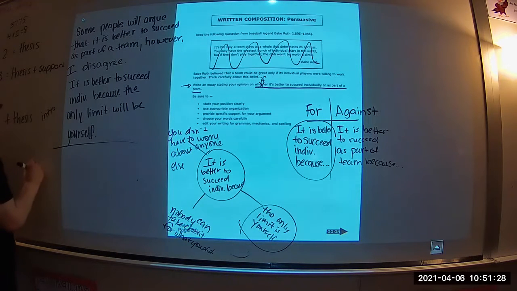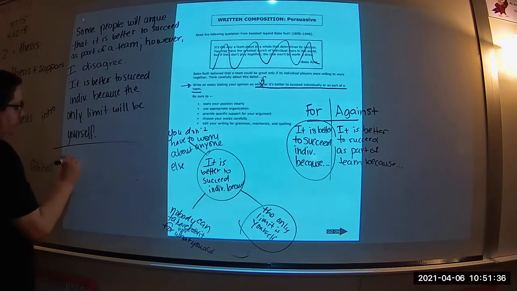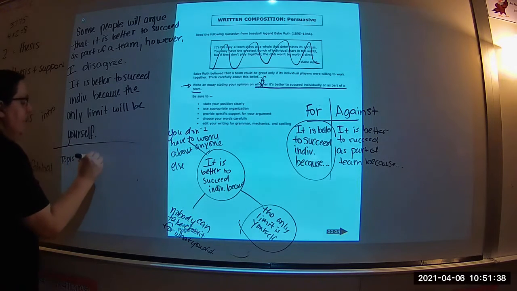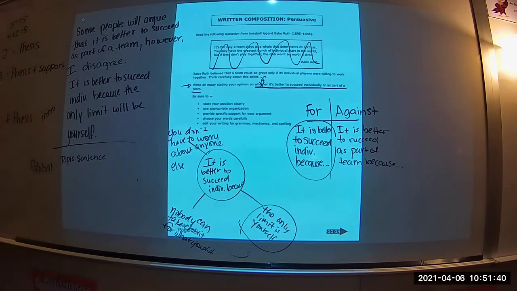I'm going to have a global, which is outside of myself, right? That's when you use the example, remember? You're going to have a topic sentence, and it can be as simple as one example of why it's better to succeed individually is, and then you give the example. Then you're going to explain that to me in about 3 sentences. Remember your academic paragraph. And then you're going to wrap it up.